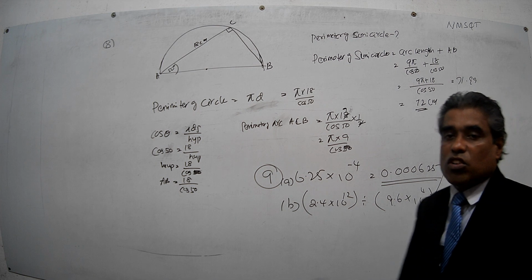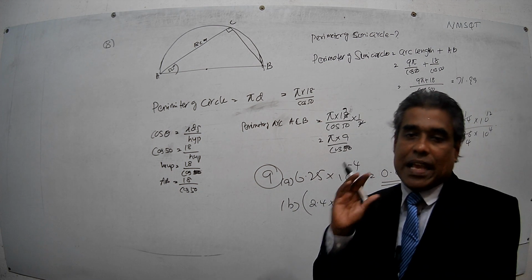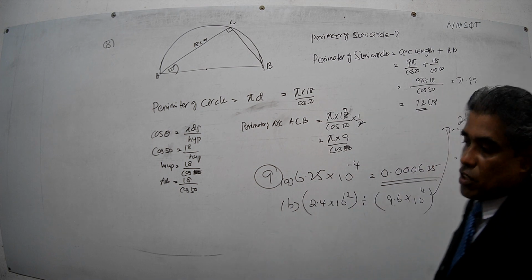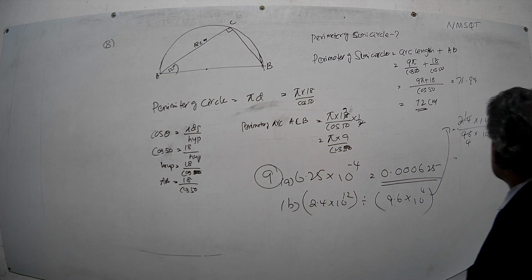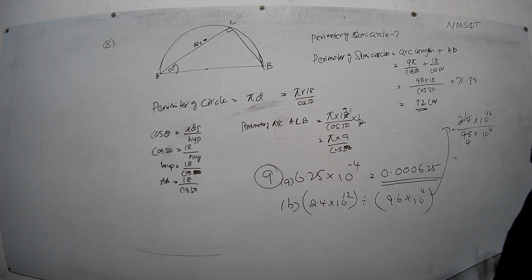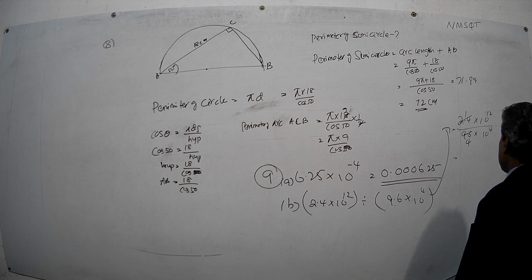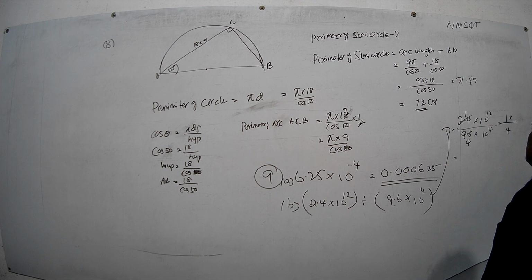You know the rule of dividing indices. When you divide two indices of the same base, you deduct the powers. You deduct the power of the denominator from the power of the numerator only. The power of the denominator here is 4. The power of the numerator is 12. Then 12 minus 4 will be how much? Here it is 1, bottom it is 4. Then you get 12 minus 4 is 8, 10 to the power 8.